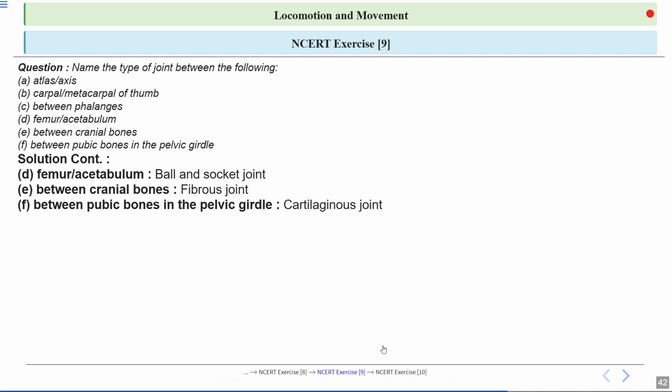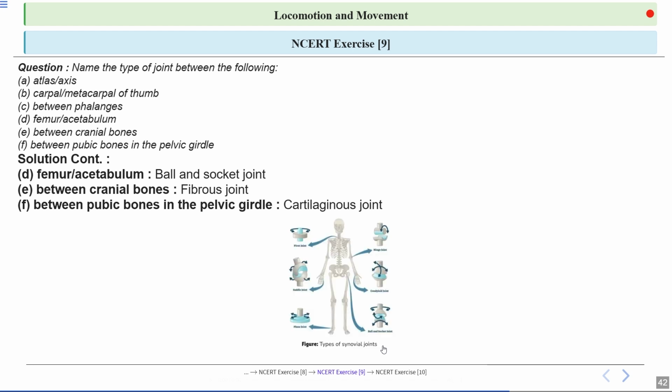Now let's talk about the joint between pubic bones in the pelvic girdle. This is called a cartilaginous joint. Think of it like a cushion or pad between two bones, allowing only a little movement. This slight flexibility is important for activities like walking and, in women, childbirth.